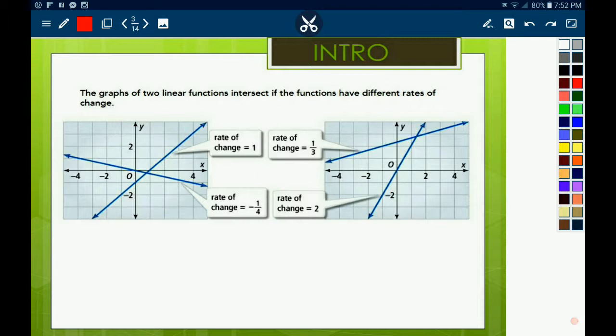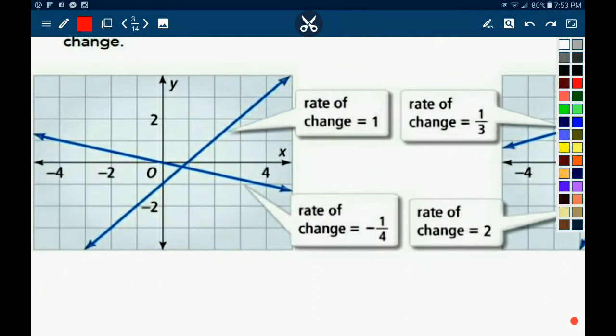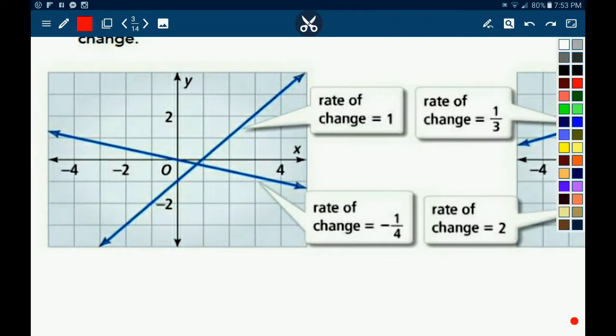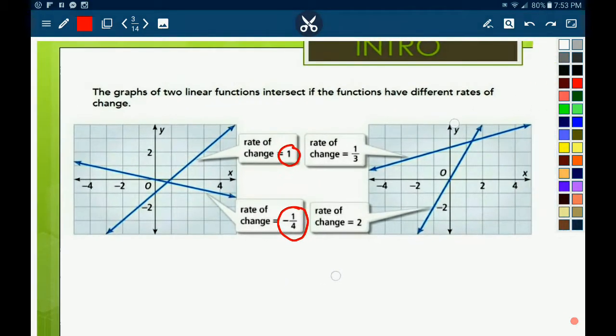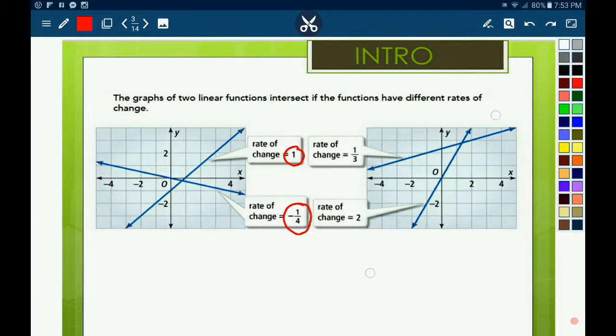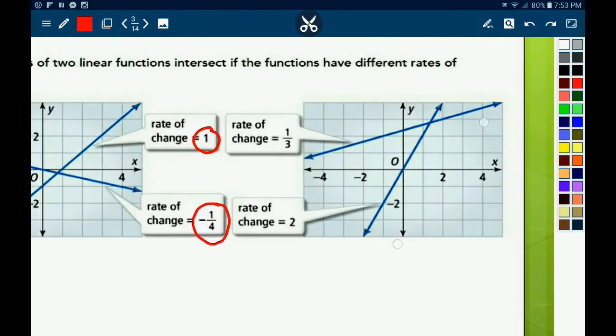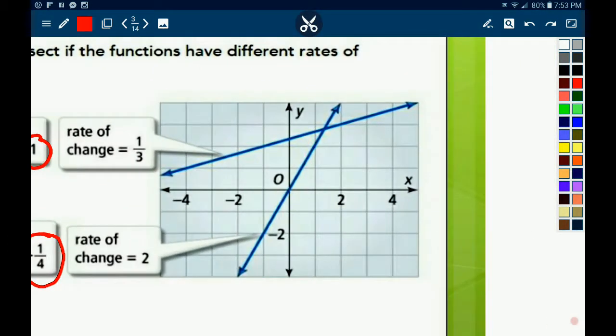It says the graphs of two linear functions intersect if the functions have different rates of change. So notice how these two blue lines, they intersect. And the reason why they intersect is because their rates of change are different. If rates of change are the same, that means they have the same steepness, and thus would either be the same line or be two parallel lines. And again, on this graph over here, they intersect because their rates of change are different.